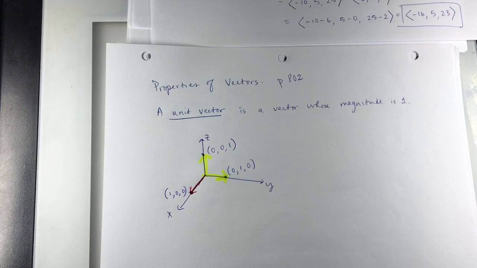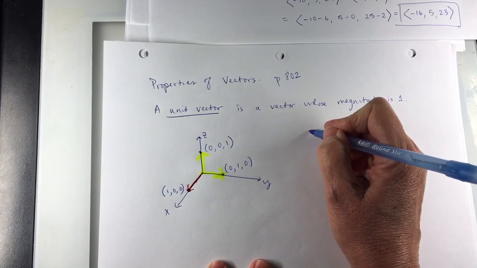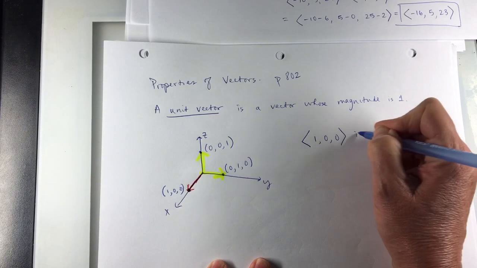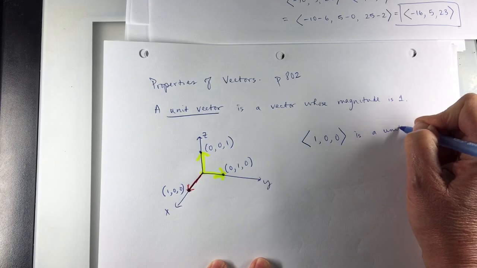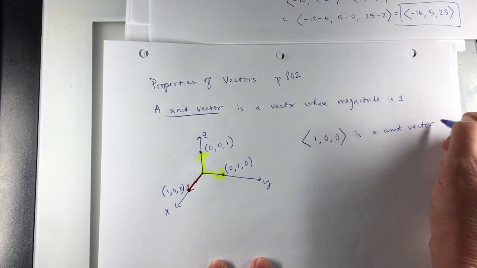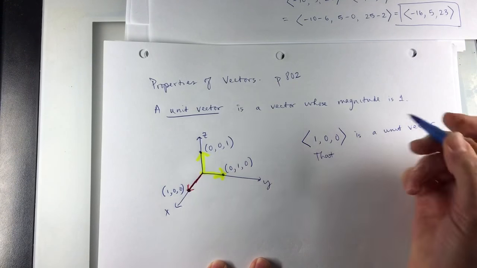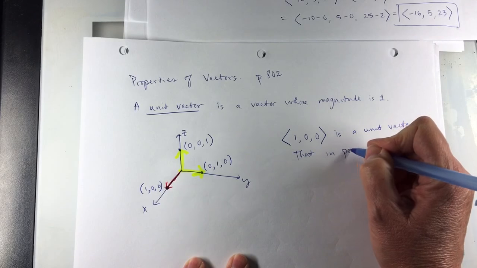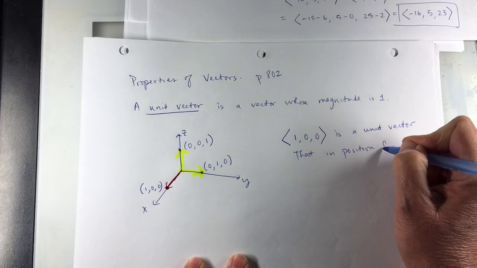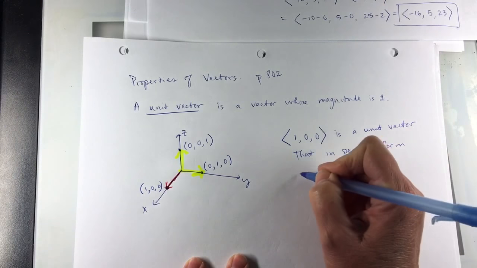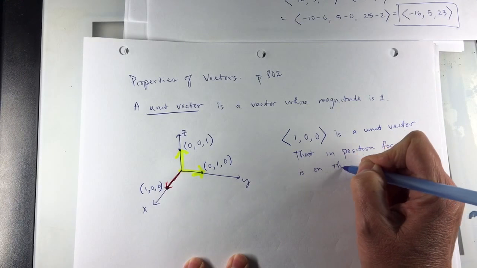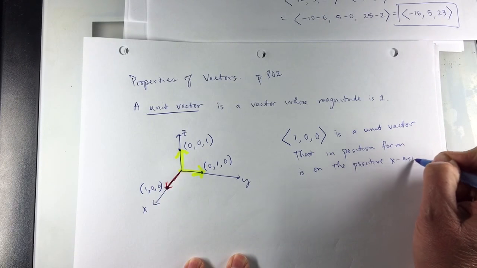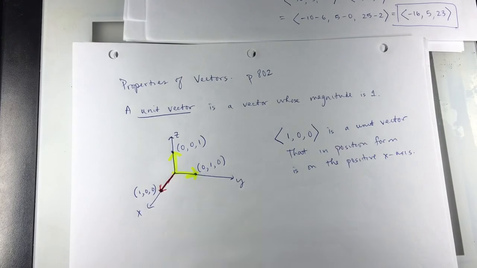So I can say 1, 0, 0 is a unit vector that in position form is on the positive x-axis. And the length is 1 unit.